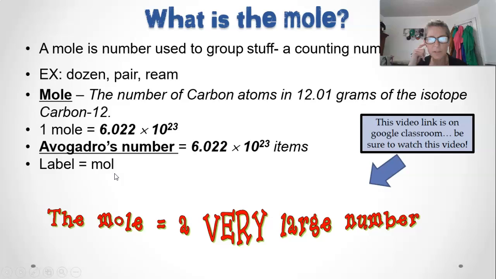Anytime we're labeling something moles, we just drop the E and stick MOL on there. It's a real time saver, obviously, dropping that E, but anytime we're labeling something moles, it's MOL.